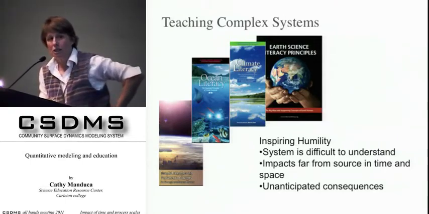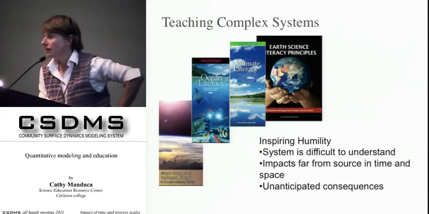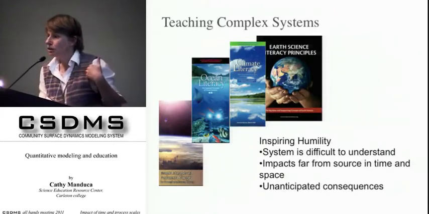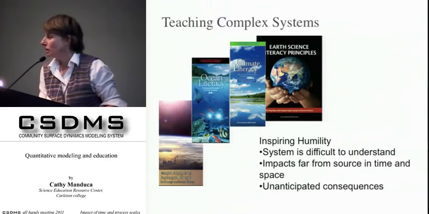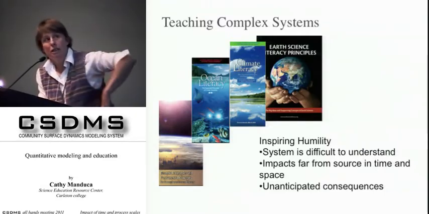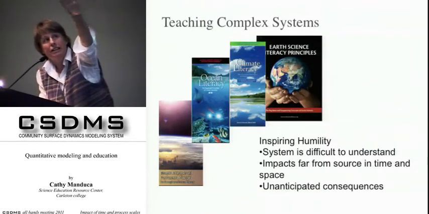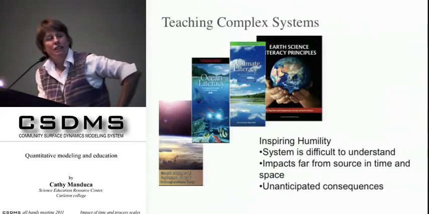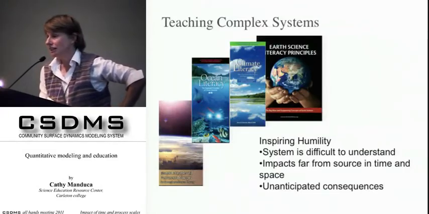If a system is perturbed, there are going to be impacts far from the source in time and space, and there are going to be unanticipated consequences. And if we took that stance in our approach to our interactions with the natural world, that would be a huge shift in the way we work. So I think that's incredibly important and is really laid out as a goal in all of these literacy principles. But I actually think it's even more important than that for people to understand complex systems.